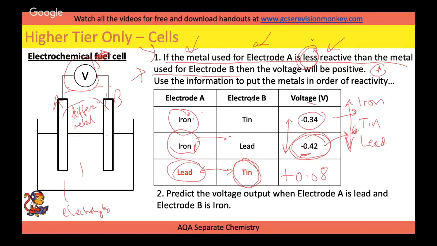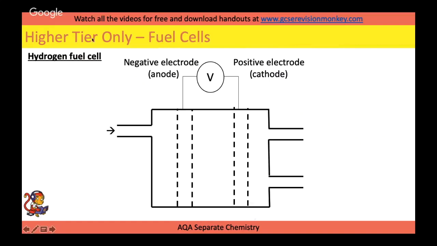Okay, so I answered 2 in 1. I did the reactivity series for that one, and then the second question says predict the voltage output when electrode A is lead and electrode B is iron. The other cell then is the hydrogen fuel cell. Okay, the main advantage of this cell is that you're reacting hydrogen with oxygen, and you are producing water, and then in this process energy is released. So you're hoping to produce energy by not creating carbon dioxide, which you would conventionally do burning fuels.